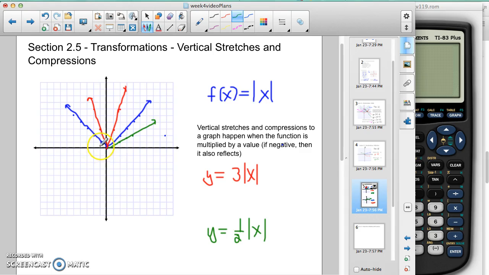And it would happen the same on the negative side as well. It would have the same compression happening on this side. So it would also be half as high. Okay, so when you're having a 1/2, that's a compression, and if you're having a 3, then that's a stretch, and that happens when we multiply by the value.